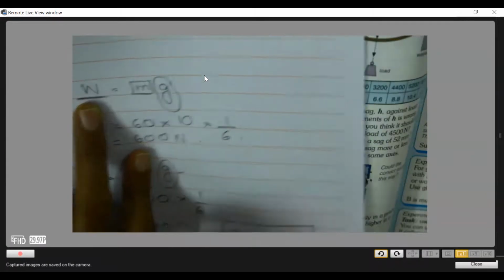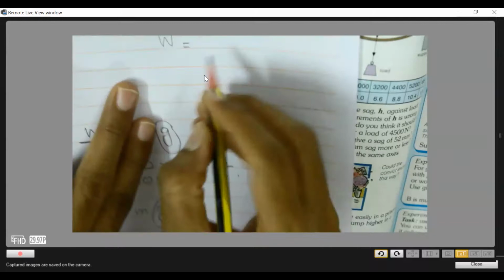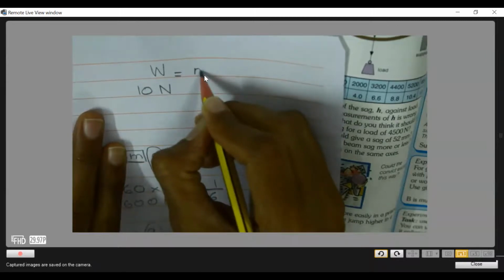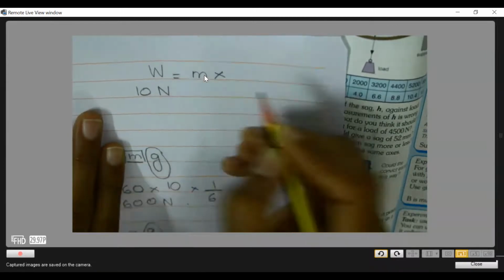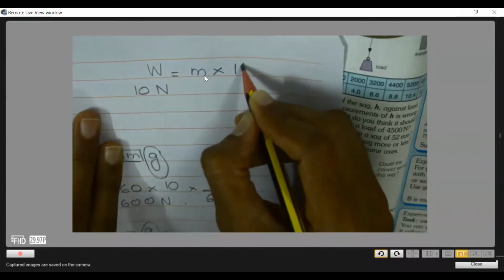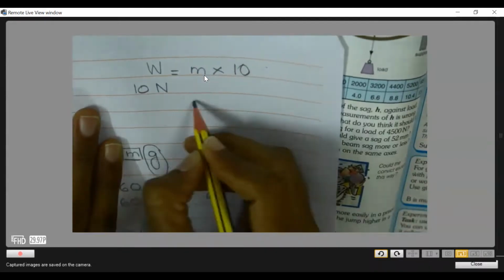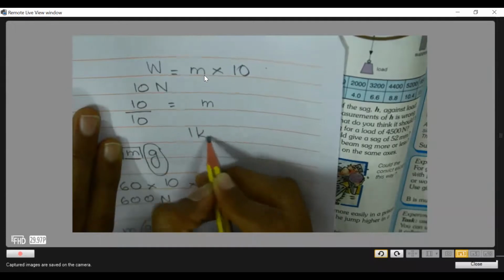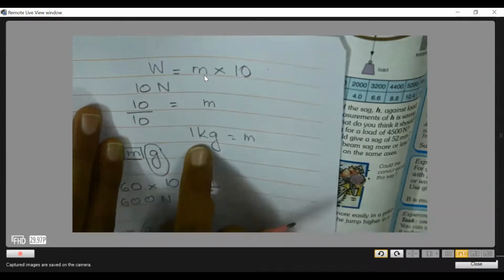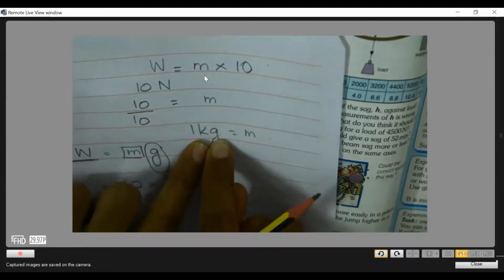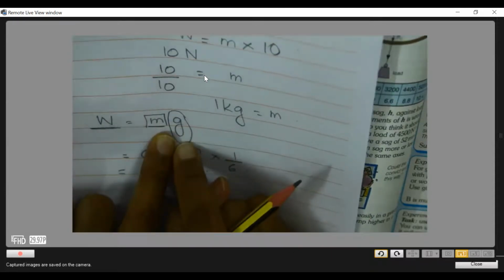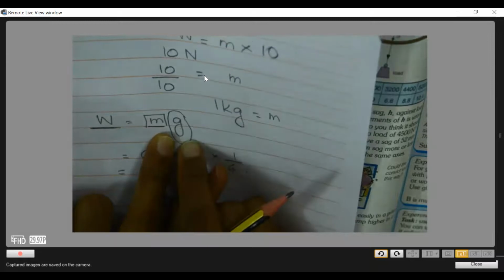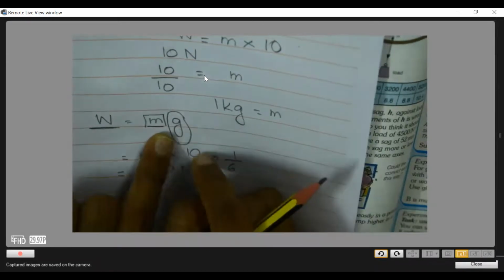How will you calculate? For example, the weight is 10 newtons, and the question is asking you to find the mass on Earth. On Earth, the value of G is 10. So now it's easy, right? The mass will be 10 divided by 10, which is 1 kilogram. And remember, we use the unit kilogram when we multiply by G. We cannot multiply mass in grams with G. You will have to convert it into kilograms before you multiply by 10.